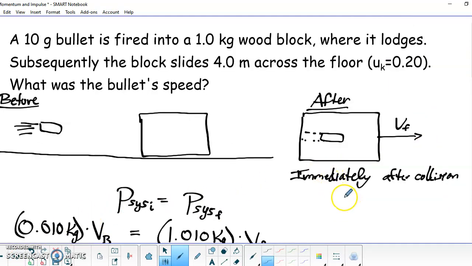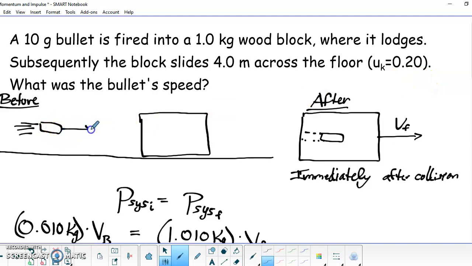This was the more complex problem we solved in class, and this particular problem has a 10-gram bullet fired into a 1 kilogram wood block. This is a classic momentum problem. The bullet embeds into the wood block, and when it embeds, it comes to a halt in the block. So the block and the bullet move together at the same velocity, and then that block and bullet system slides across the floor for 4 meters before coming to a stop, and the floor has a coefficient of kinetic friction of 0.20. And we want to know what's the bullet's initial speed.